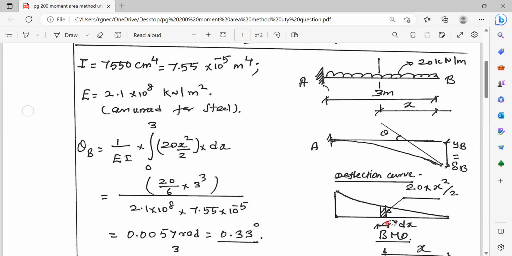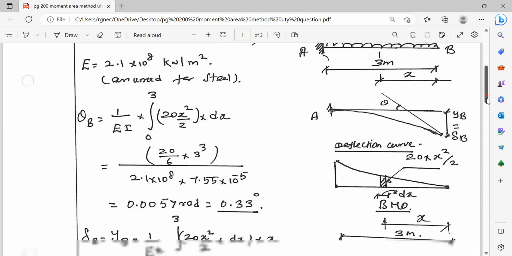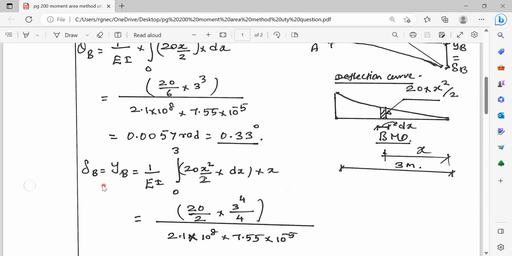And what is the area? This into dx, 20 x squared by 2 into dx. This is the area. And what is the moment? Then we take the moment about the point B. Therefore, into x, that will be the moment of the area of the bending moment diagram. Delta B, which happens to be the vertical intercept between the two tangents, YB, is equal to 1 by EI times the moment of the area of the bending moment diagram.